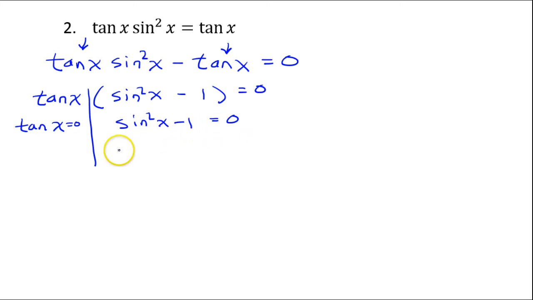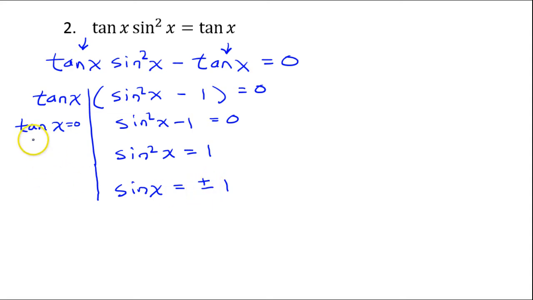Adding 1 to both sides, I have sine squared x is equal to 1. Taking the square root of both sides, I'm going to have sine x is equal to plus or minus 1. Okay, don't forget, whenever you take the square root of both sides, the solution can be positive or negative, so you really need the plus or minus here.